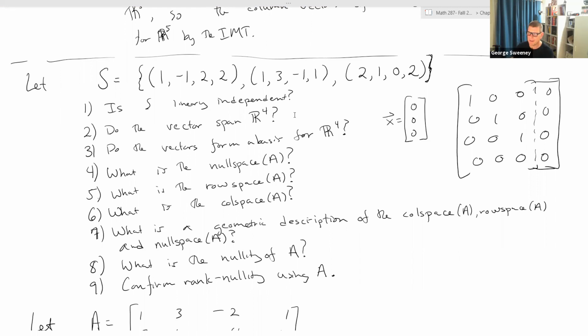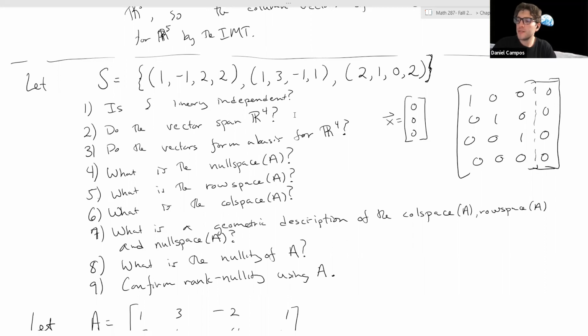All right. How about 3? Do the vectors form a basis for R4? What do you think, Jorge? No, because there's not enough vectors. That's right. Good. Or the vectors do not span R4. In order to have a basis, we need the vectors to span the space. And they don't. Good.